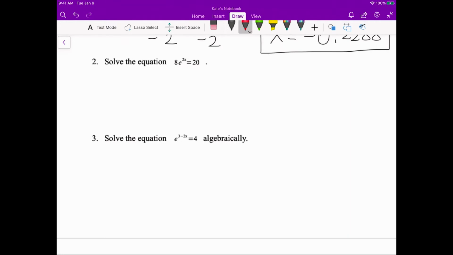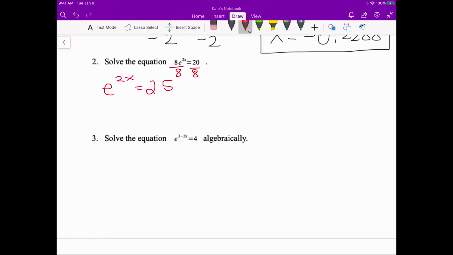Looking at example number 2, again we have an exponential equation. We have 8 times e to the 2x equals 20. Again, I can tell it's an exponential equation because my variable is an exponent. The first thing I actually have to do here is get the e to the 2x by itself. So I have to get rid of the 8. So my first step is going to be to divide by 8 on both sides. This leaves me with e to the 2x equals 20 divided by 8, which is 2.5.